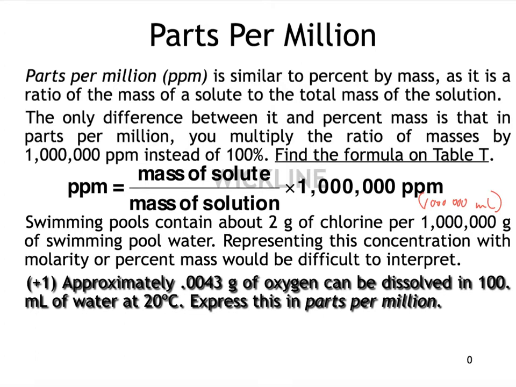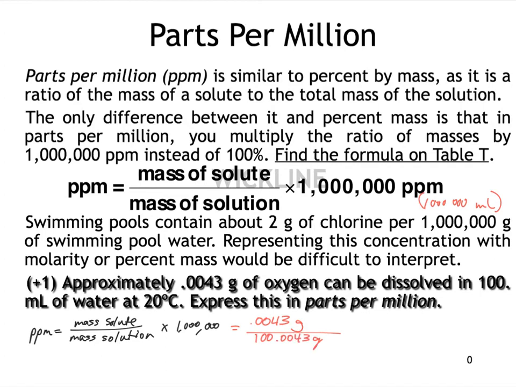Here's a question I pulled from your book. Approximately 0.0043 grams of oxygen can be dissolved in 100 milliliters of water at 20 Celsius. Express this in parts per million. So there's my equation. The mass of the solute is going to be 0.0043 grams oxygen. And the mass of the solution would be all the mass of the water plus the mass of the oxygen. So I'm going to write in 100.0043.